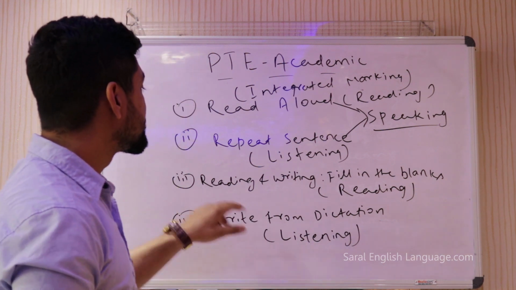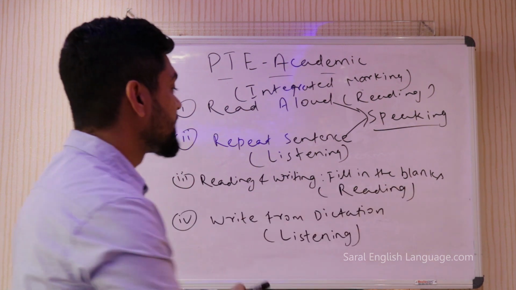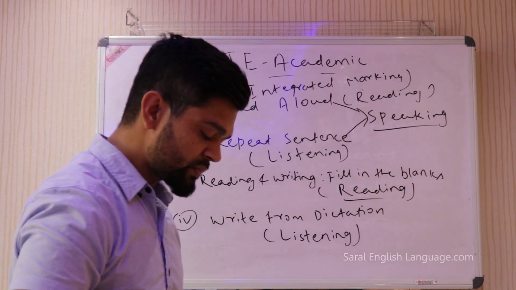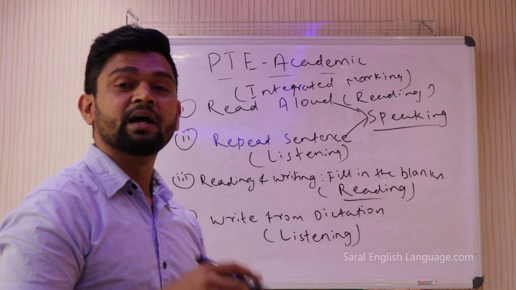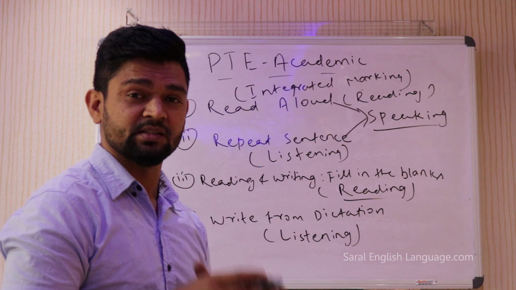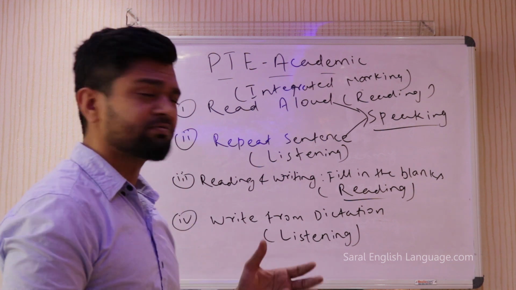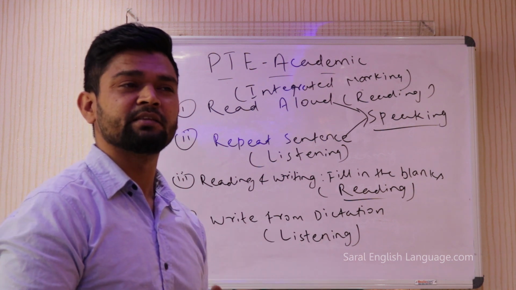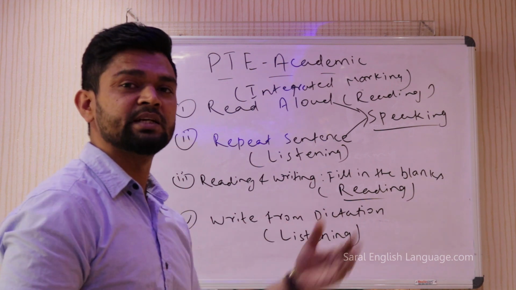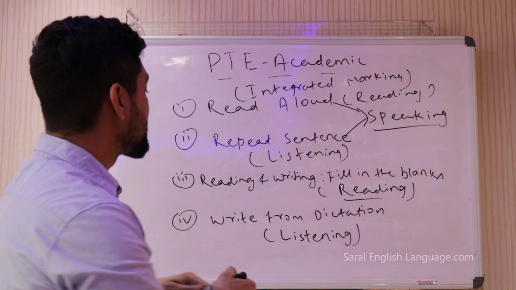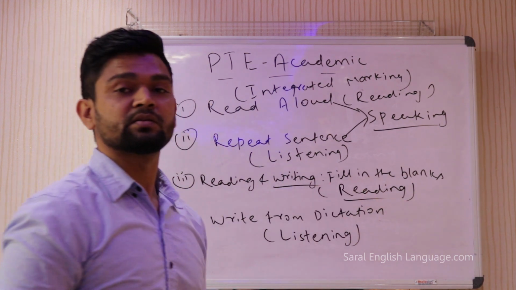The third one is reading and writing fill in the blanks. Again, this is a part of the reading section. You'll get 5 to 6 reading and writing fill in the blanks, and you have to answer the questions correctly. Normally you get 4 to 5 fill in the blanks, and if you get 3 to 4 out of 5, probably you'll get good marks for reading as well as writing. Remember, it also carries marks for writing.